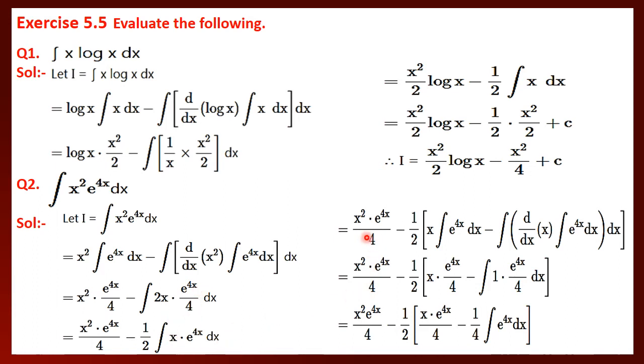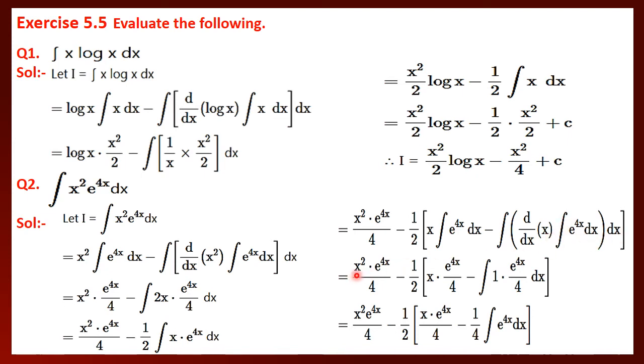Now again we have to use the product rule in the second term. So first term as it is, minus second term half into, again apply the product rule, the UV rule, integration by parts. Again x into integral e raised to 4x dx, minus integral of derivative of x into integral of e raised to 4x dx.